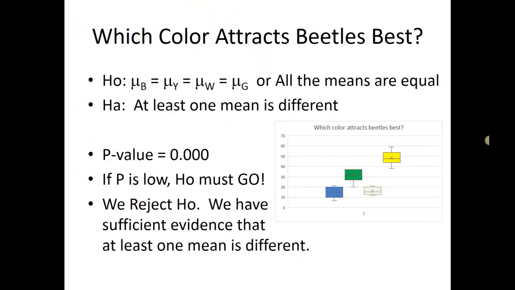So after all this, what should we conclude? Well, recall that our null hypothesis was that all the means were equal, and the alternative was that at least one mean was different. Our p-value was essentially 0, and we all know that if p is low, H0 must go. That means we're going to reject the null hypothesis, and we have sufficient evidence that at least one mean is different. And based on our box plots, we can pretty safely conclude that yellow has the highest amount of attraction for those beetles, green second most, and blue and white are the least and seem to be not very much different from each other.